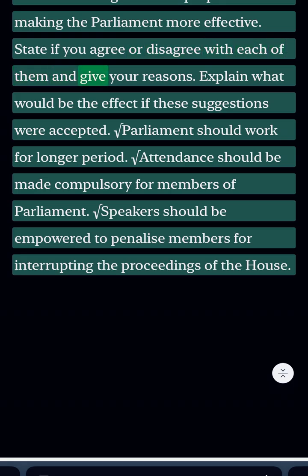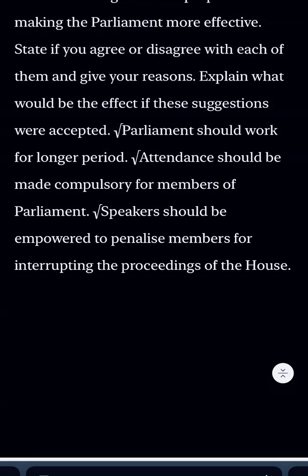5. The following are some proposals for making the Parliament more effective. State if you agree or disagree with each of them and give your reasons. Explain what would be the effect if these suggestions were accepted. Parliament should work for longer period. Attendance should be made compulsory for members of Parliament. Speakers should be empowered to penalise members for interrupting the proceedings of the House.